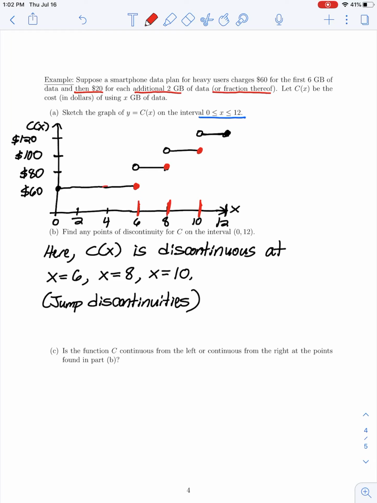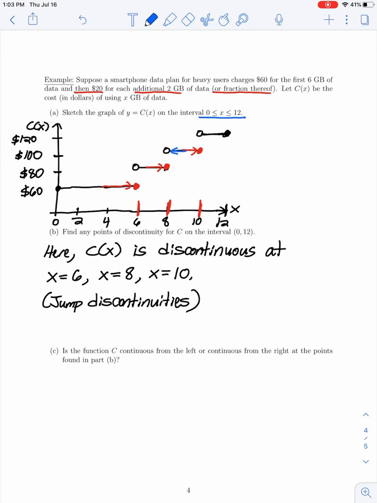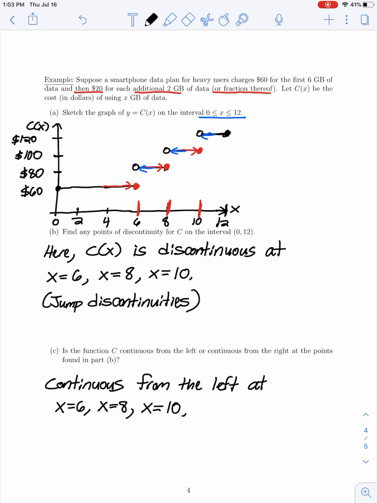And our graph of the cost function appears to have a left-hand limit, which is equal to the value of the function at that point. Our right-hand limits, as we approach 8, 10, or 6, are not equal to the values of the function at those points. So here we don't have continuity from the right, but we do have continuity from the left. So we could say continuous from the left at each of these points, x equals 6, x equals 8, and x equals 10.